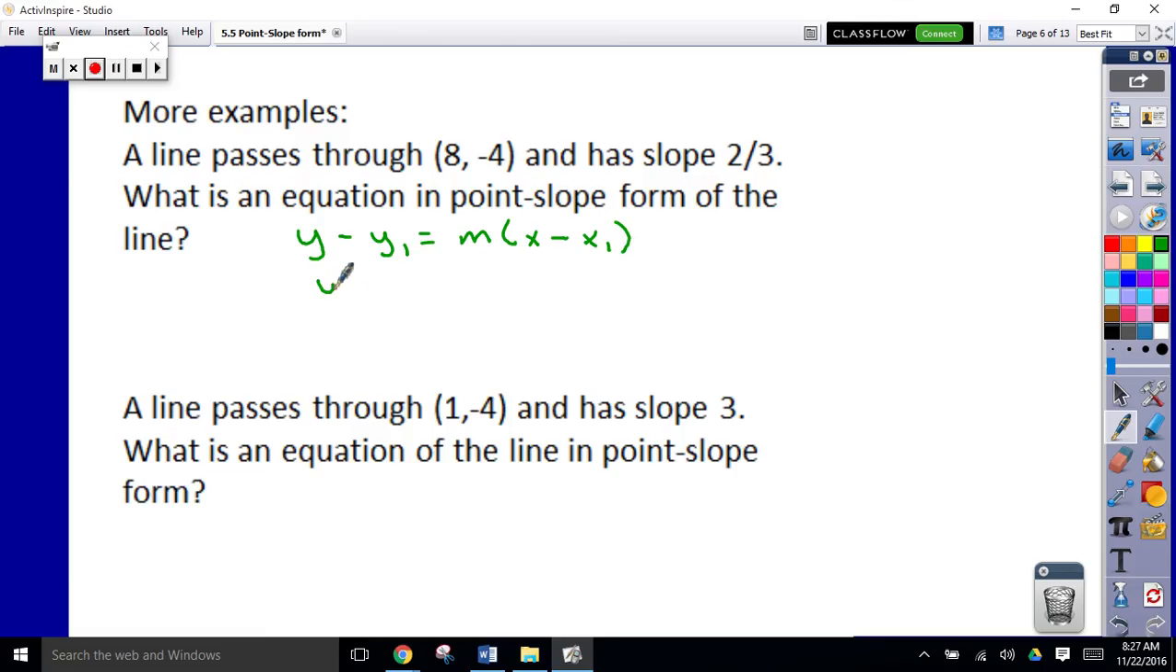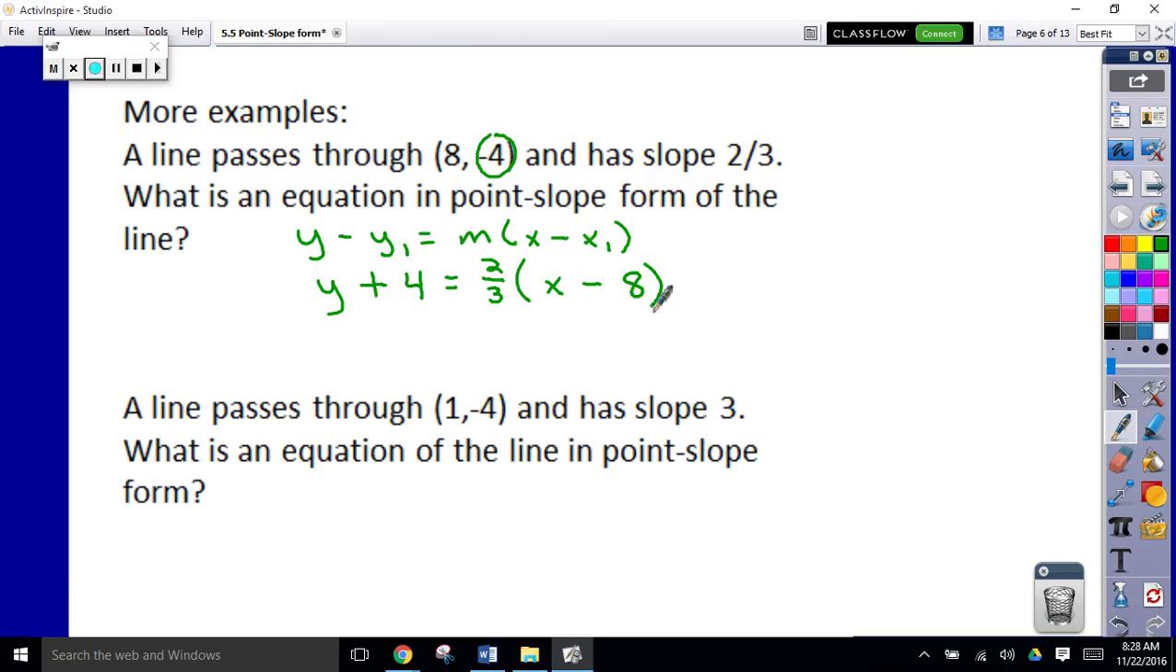Y equals... No, we need y minus. Y minus... we want to use -4, so minus -4 becomes +4, equals... 8? No, we want slope next. 2 over 3, parentheses, x minus 8. Good.